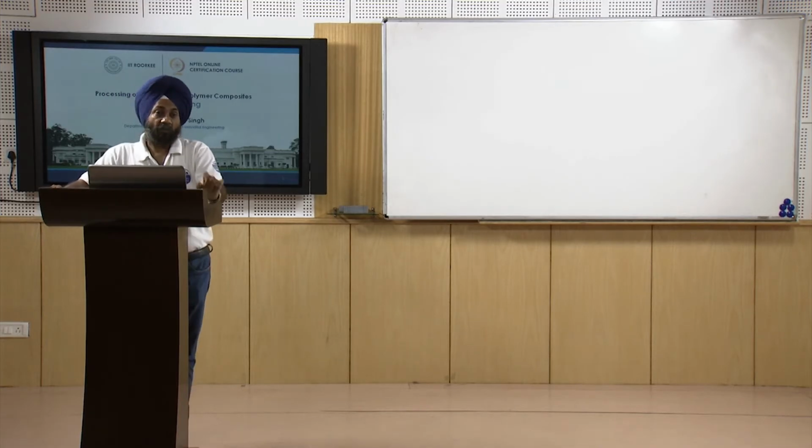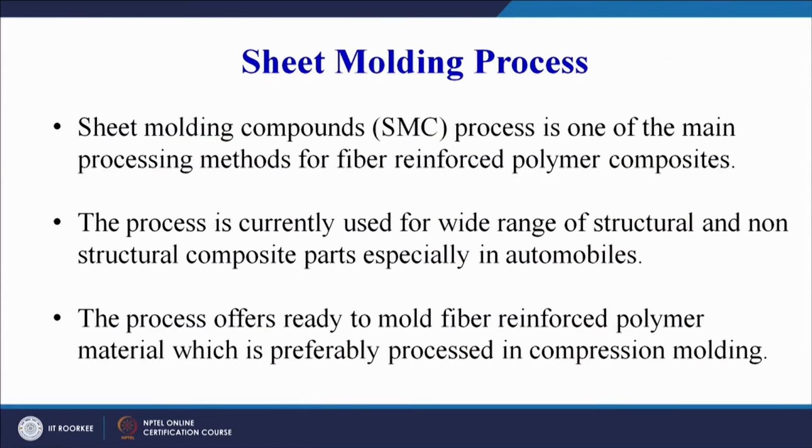So the sheet molding compound is one of the raw materials that will be further processed to make a composite part. The process is currently used for a wide range of structural and non-structural composite parts, especially in automobiles. So in the context of automobiles this question would be much relevant. Sometimes it may be asked what is the full form of SMC. You can very easily answer it is sheet molding compound.